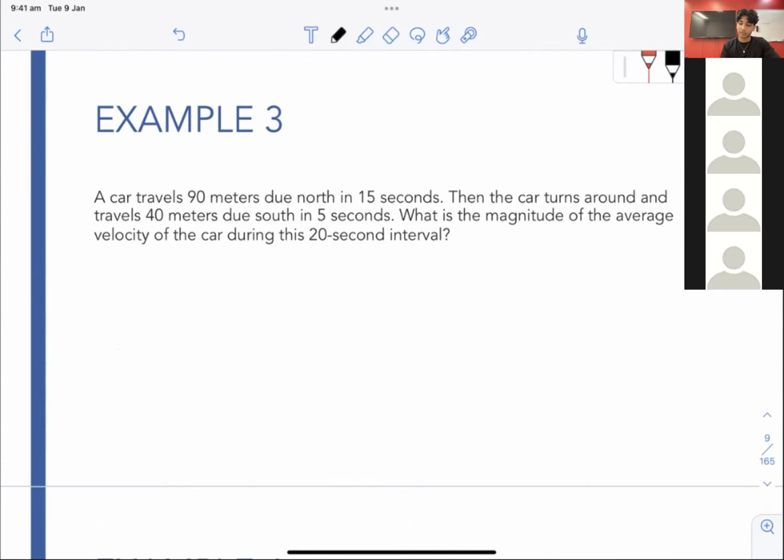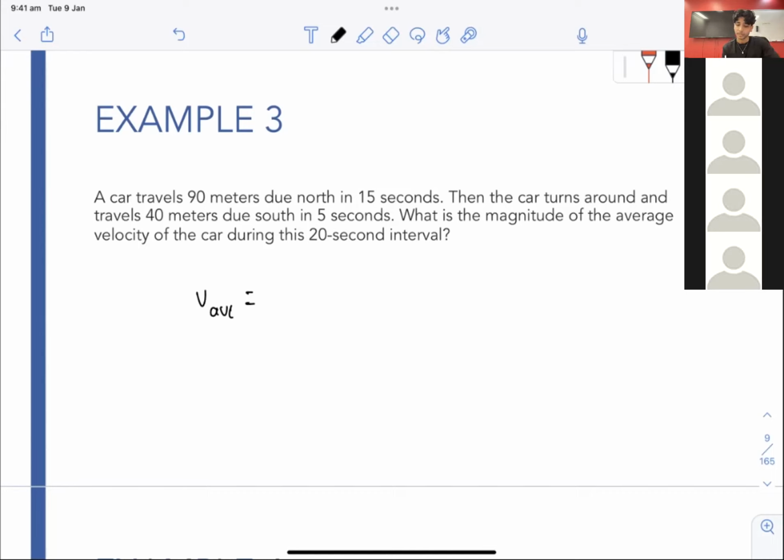Next question. A car travels 90 meters due north in 15 seconds. Then the car turns around and travels 40 meters due south in 5 seconds. Okay. So we've got 2 portions of motion here, and we're being asked to calculate the magnitude of the average velocity during a 20-second interval. Now, average velocity is distinct from instantaneous velocity in that we're taking the entire motion and taking its average velocity, and not at any of these individual moments.